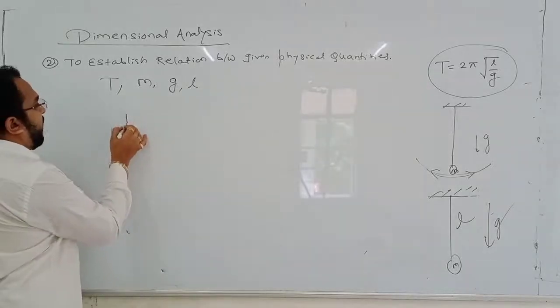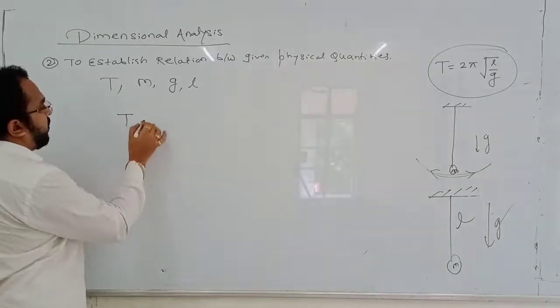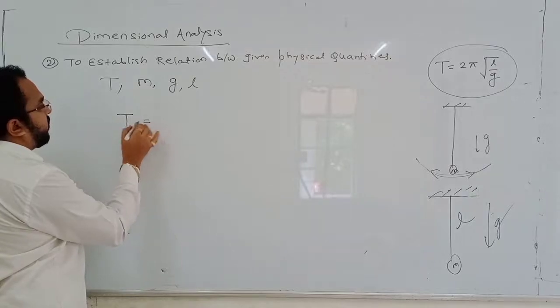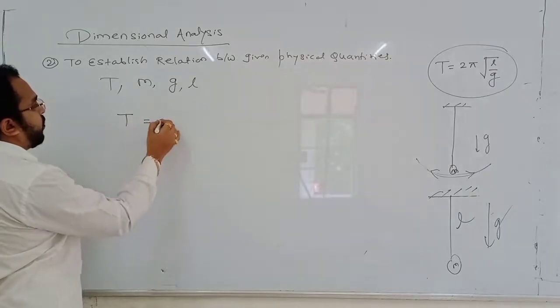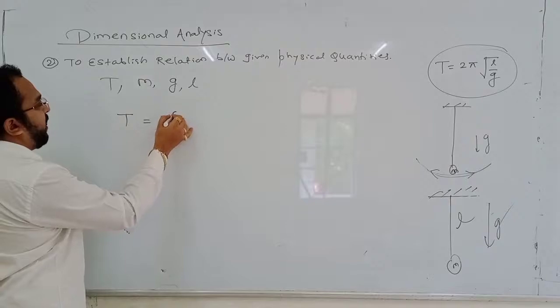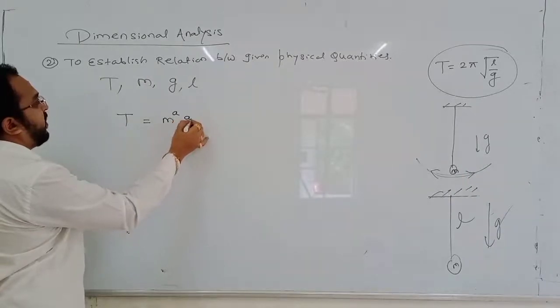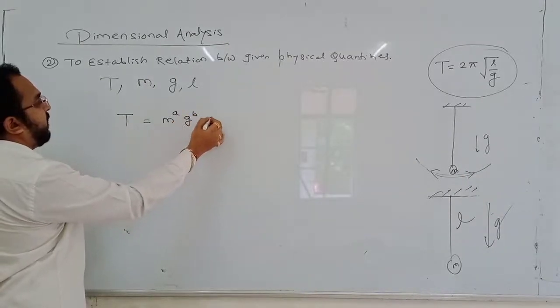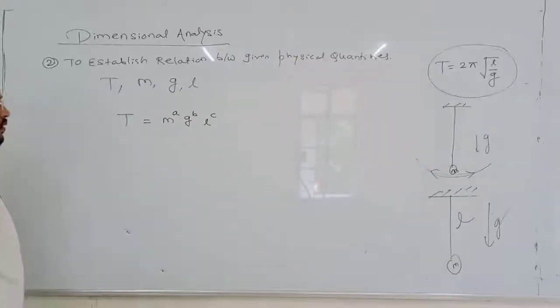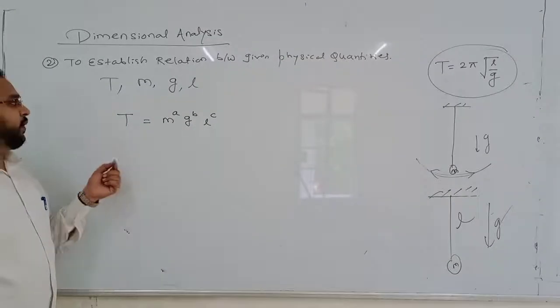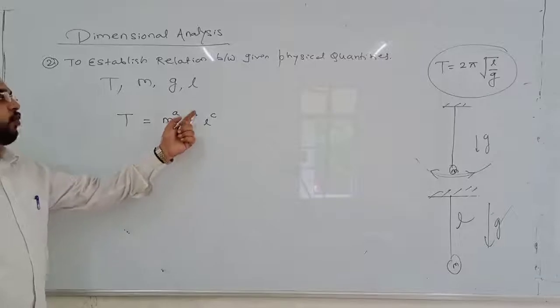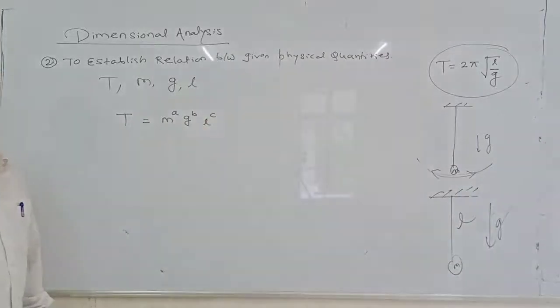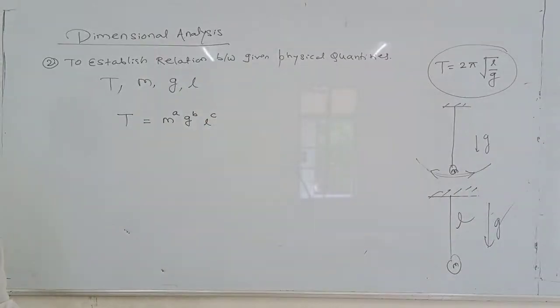So first of all I will write the time period should be equal to mass to the power A, gravity to the power B, and length to the power C. Time period should be equal to mass to the power A, gravity to the power B, and length to the power C. Okay.